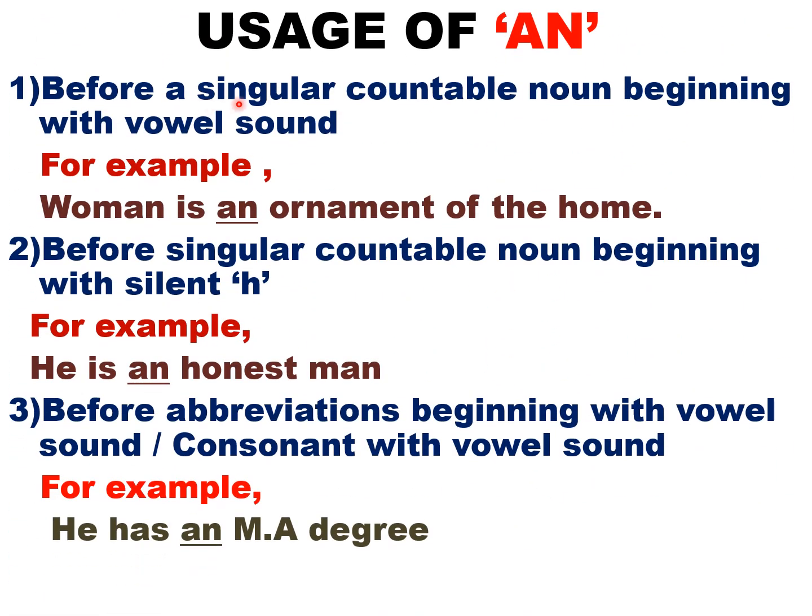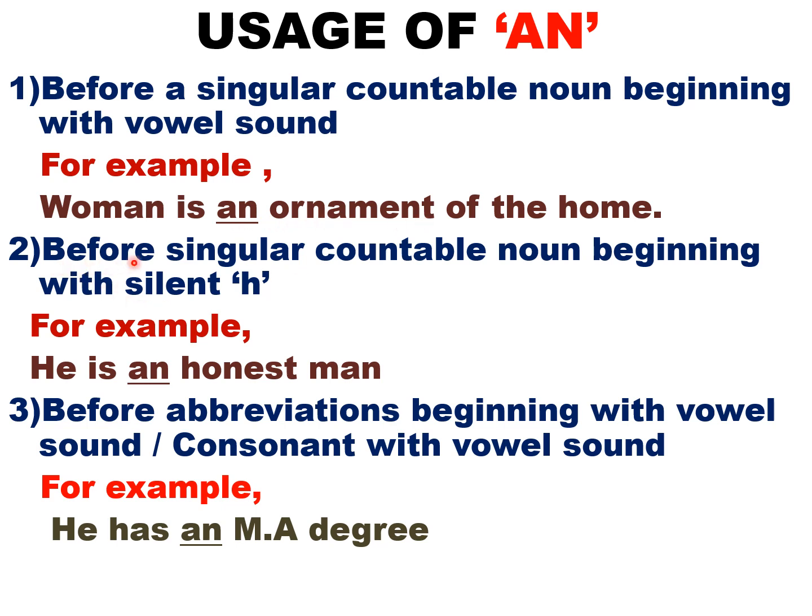We can see the usage of an elaborately. Before a singular countable noun beginning with a vowel sound: Woman is an ornament of the home. An ornament. See, ornament is a singular countable noun. The word begins with a vowel sound, so we are using an ornament.